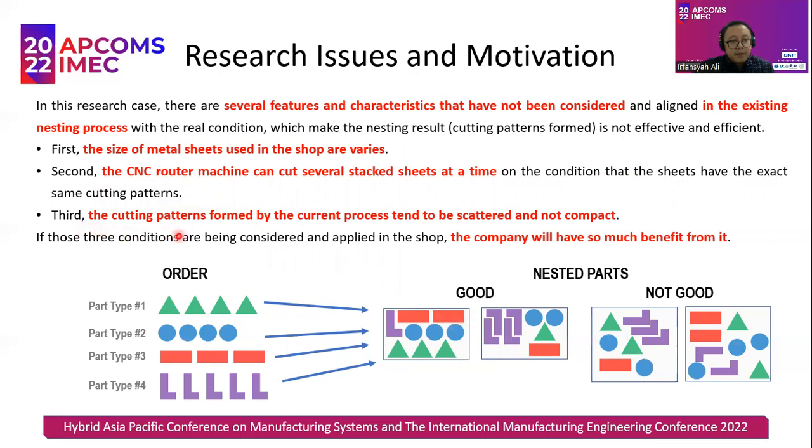Third, the cutting patterns formed by the current process tend to be scattered and not compact, while on the contrary, the ideal condition is that the parts allocation or cutting patterns must be designed compactly to minimize the unused space of material that will be scrapped, if there are any. The unused space can be used again for the next cutting process if the leftover size is large enough, at least as big as the smallest length or width of the parts.